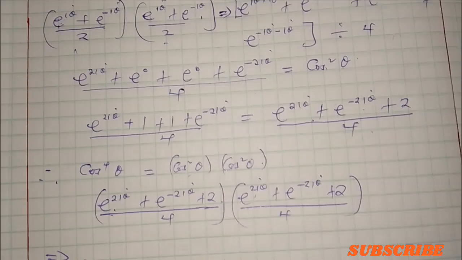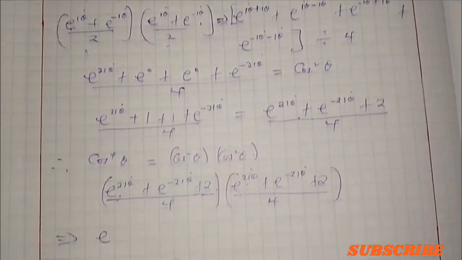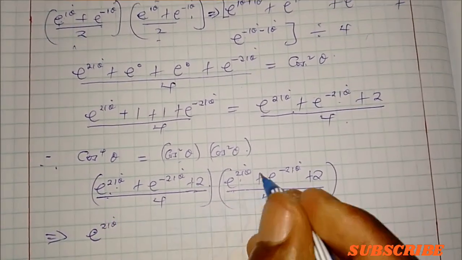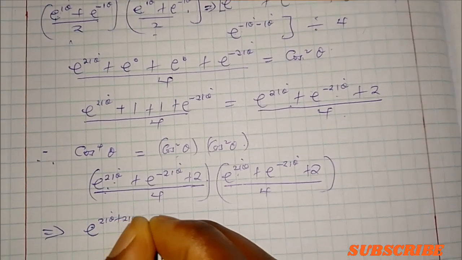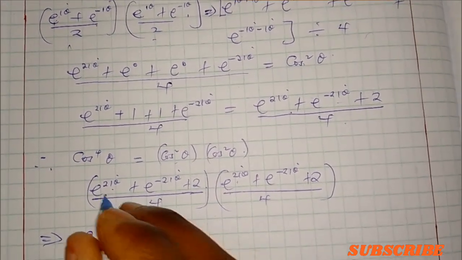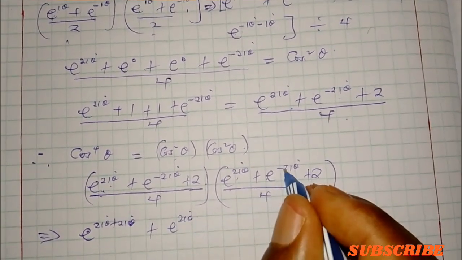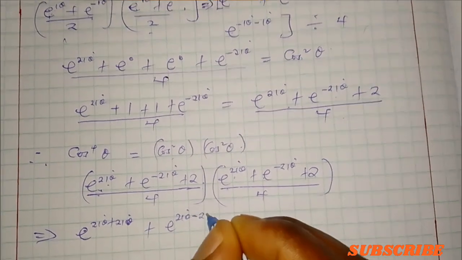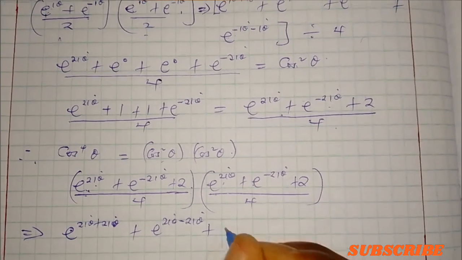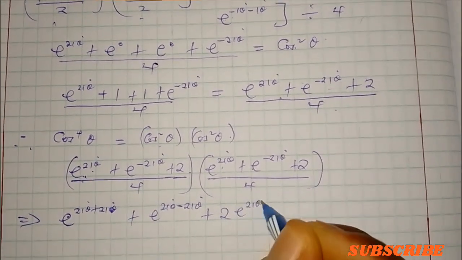This times this, it is e. We follow the same procedure as we have done here. This times this, we write e, then 2i theta. Since it is multiplication with the same base, we add the powers: 2i theta. Plus, this times this one, it is e to the power 2i theta plus minus, it is negative 2i theta. This times this, it is plus 2. This time this is 2e raised to the power 2i theta.